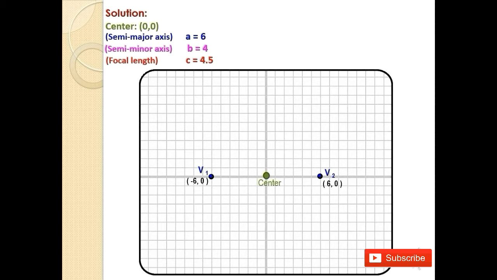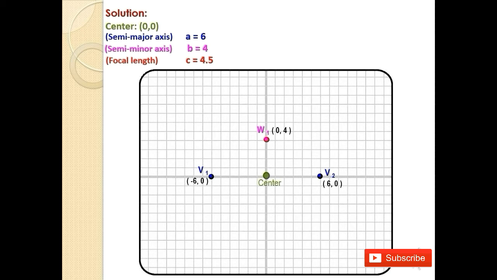Now, let us locate our co-vertices. Please take note, the co-vertices are always perpendicular to the direction of the vertices, meaning if the vertices are found in the left and right of the center, our co-vertices will be located on top and below the center. Now, to locate our co-vertices, we will use the value of our b, since it represents the semi-minor axis. Let us now locate our co-vertices. So 1, 2, 3, 4. Therefore, our first co-vertex is at point 0 and positive 4.